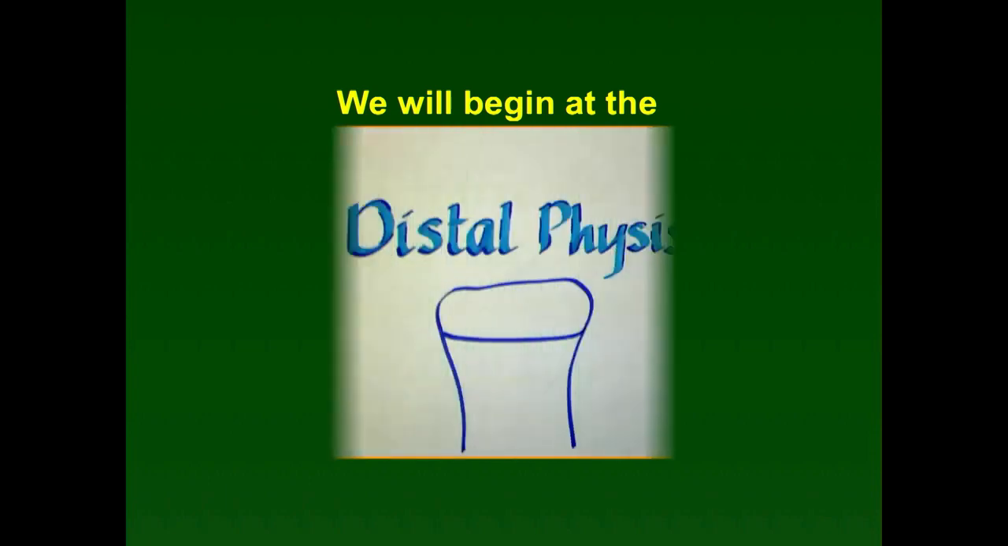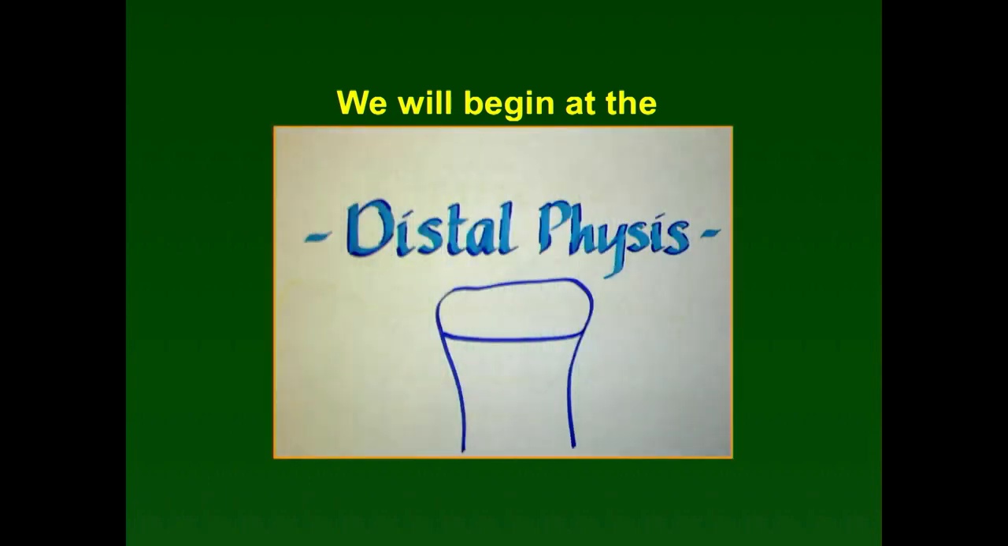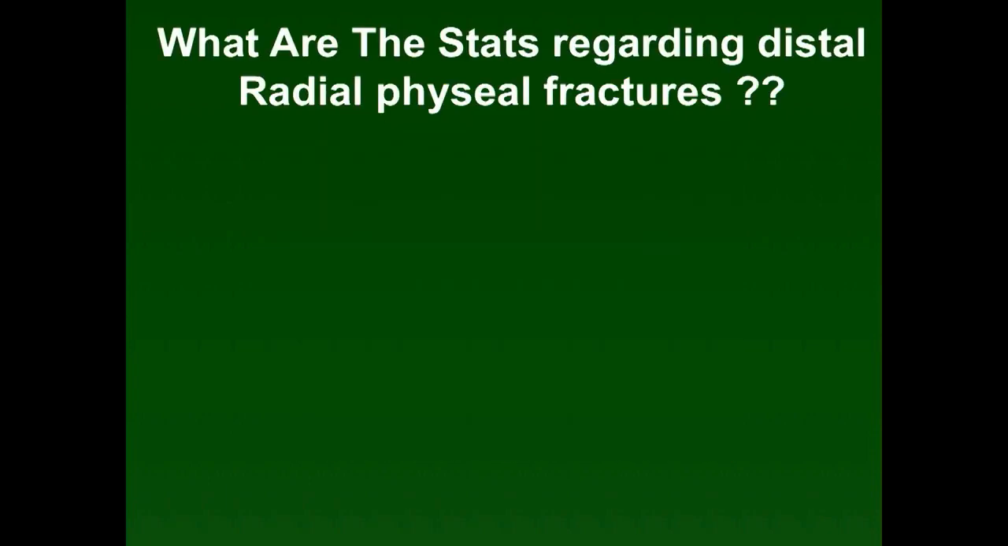Now, we'll begin this one at the distal physis. We'll start at the distal physis. Okay, so what are the stats regarding distal radial physeal fractures? What percentage of all fractures are distal radial physeal fractures? 2%. Looking over all of them, 2%, very good, yes, 2%.